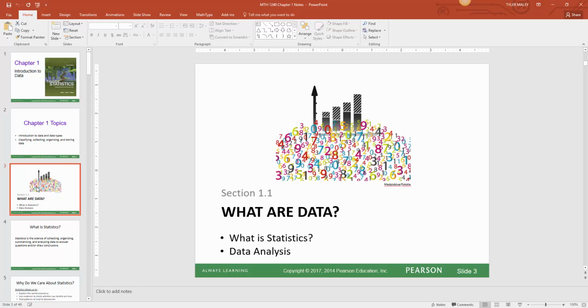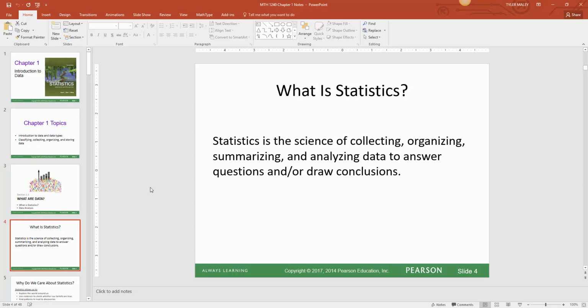So section 1.1 is titled "What are data?" We'll look at what statistics is, what data analysis is. The first slide answers the question, what is statistics? Statistics is the science of collecting, organizing, summarizing, and analyzing data in order to answer questions and or draw conclusions. So statistics is all of these different things to help us answer questions or draw conclusions.